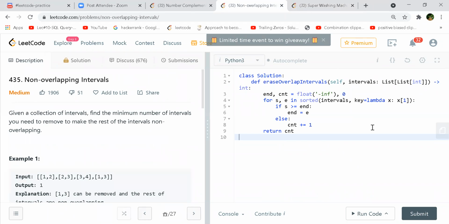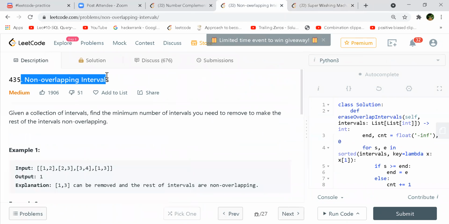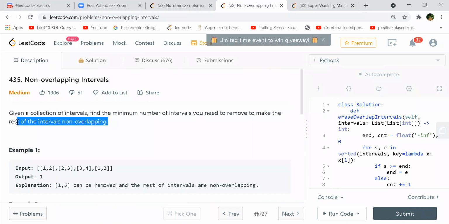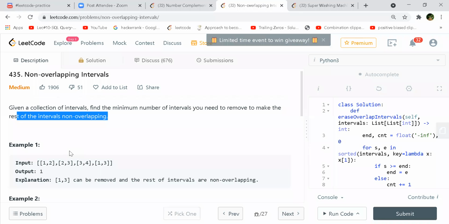So this is again like the intervals problem. Non-overlapping intervals. We are given a collection of intervals and we have to find the minimum number of intervals we need to remove to make the rest of the intervals non-overlapping. So if we see, this one, 1, 3, will actually cover 1, 2 and 2, 3 completely, both of them. So you need to remove this.